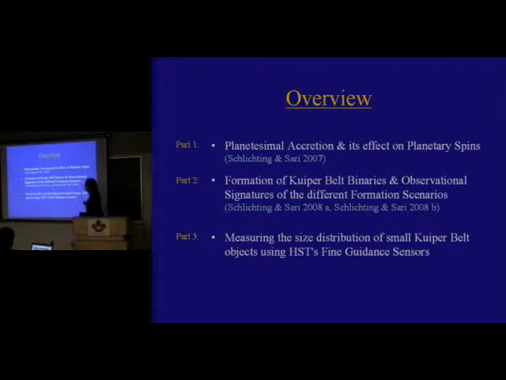I divided the talk into 3 parts. I'd like to start with the accretion of planetesimals and the effect it had on planetary spins, and introduce a new model we have for this. Then, in the second part, I want to talk about the formation of binaries and observational signatures, since different formation scenarios lead to outcomes that we can test today. And then some brand new stuff, which I'm working on right now, related to measuring the size distribution of small objects by stellar occultations and using the fine value census of HST.